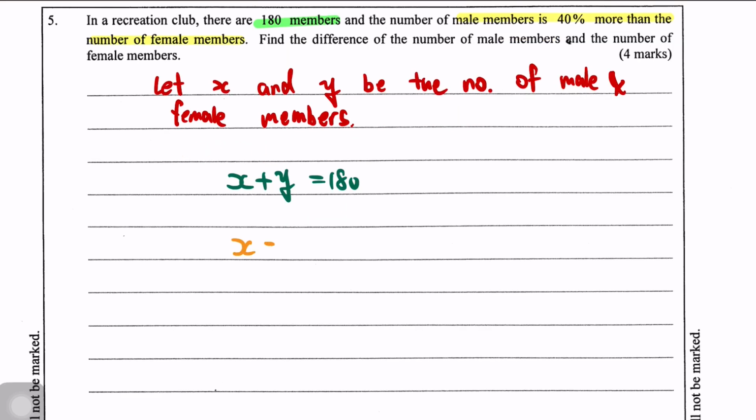So X equals Y times 1 plus 40%. Because X is more, Y times 1.4 will equal a larger number, right? Now we have two equations here, and you can simplify first. So X equals 1.4Y. So you substitute 2 into equation 1.